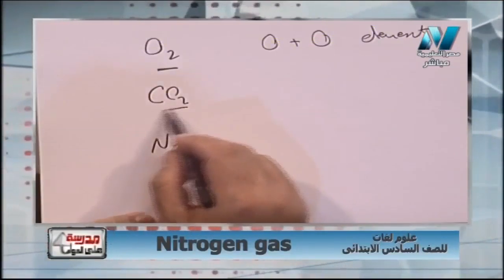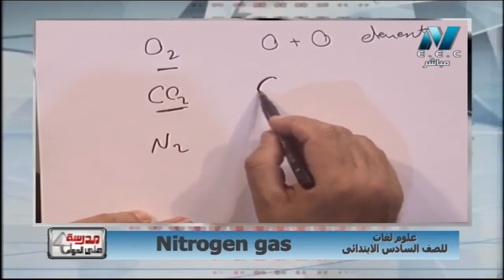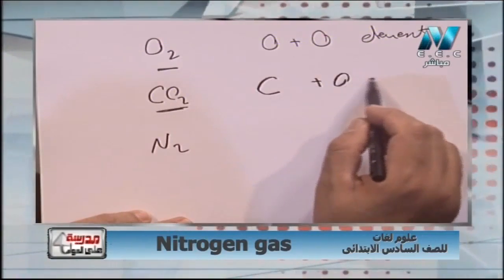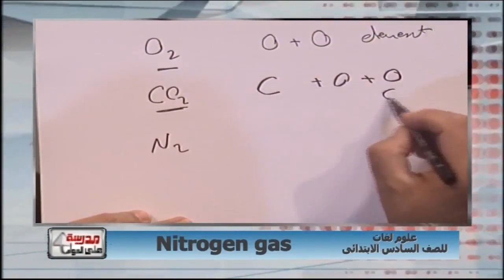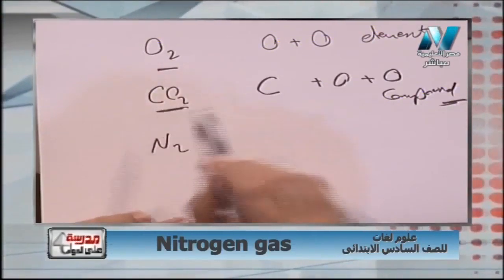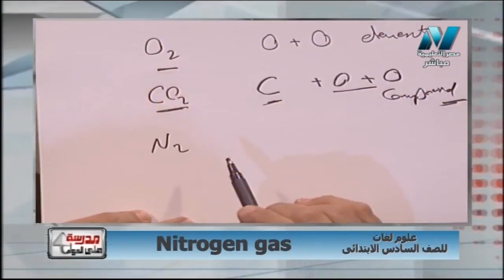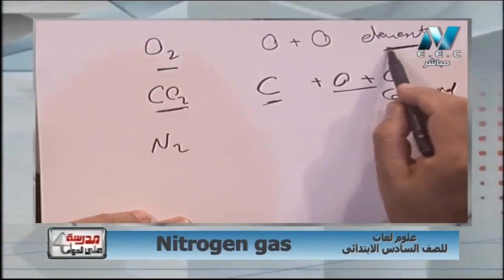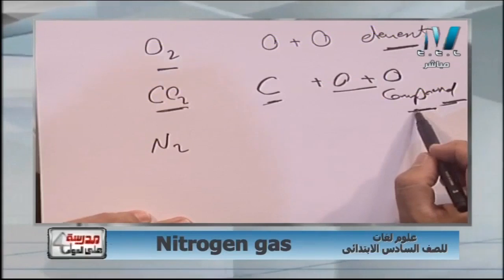Carbon dioxide has 1 atom of carbon and 2 atoms of oxygen. So it will be a compound. Why is it a compound? Because it has different atoms, it has carbon and oxygen. So it is very important to know the difference between the word element, meaning عنصر, and compound, meaning مركب.